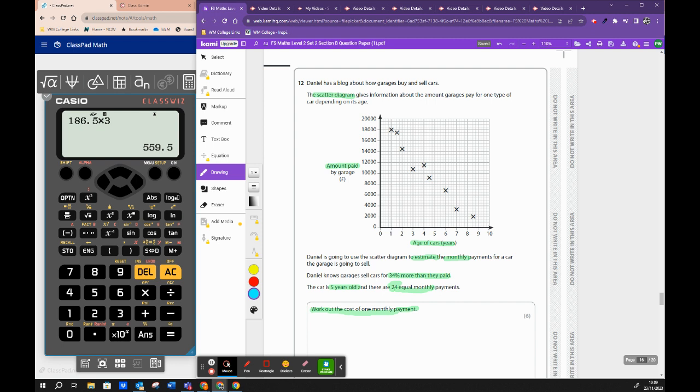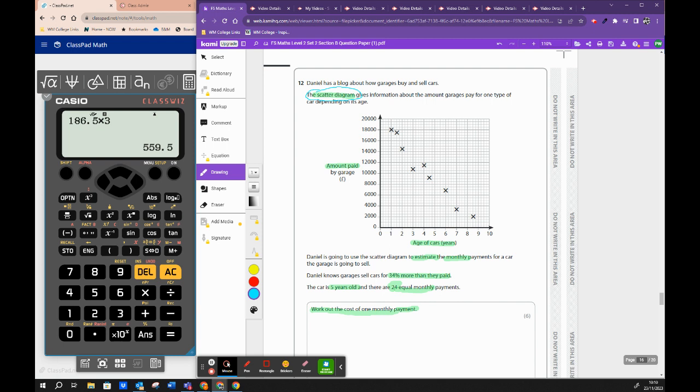Okay, so what maths have we got going on here? So first thing that's important, we've got to use a scatter diagram, which is this one here. What we generally do with a scatter diagram is draw in a trend line. Okay, we're going to draw a line of best fit through these points. So we'll do that in a minute.